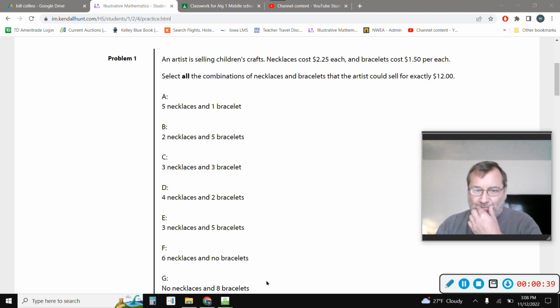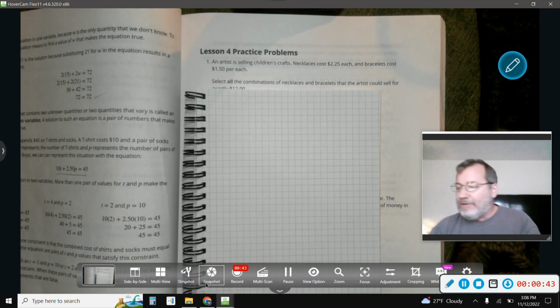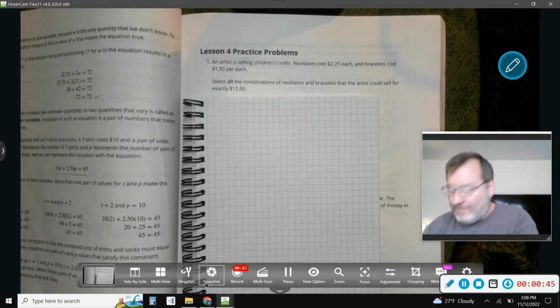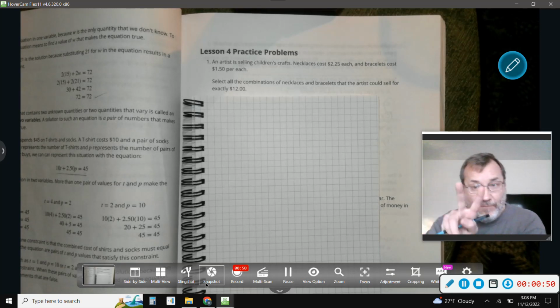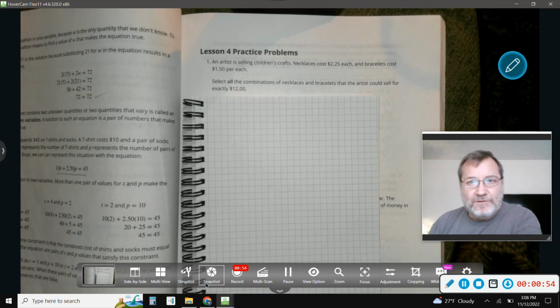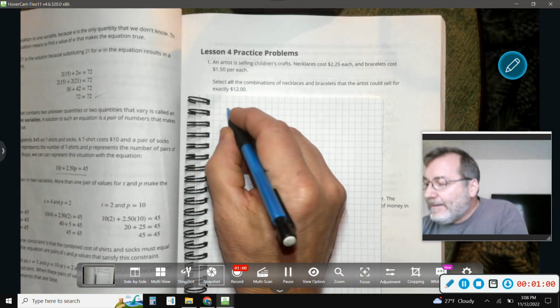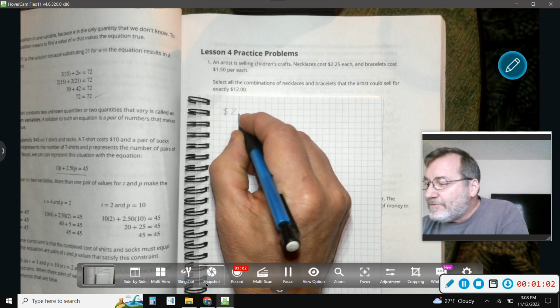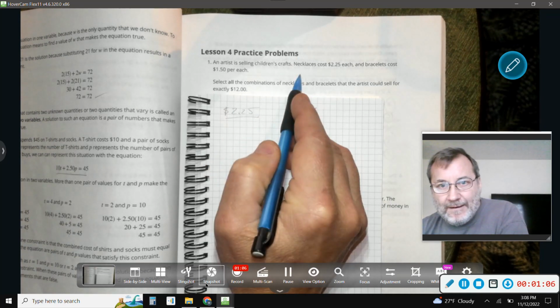All right, so let's look at this real quick. How are we going to actually do this? Well, we're given some information here, and we can make a two-variable equation for this. So what's the information given? They're saying that necklaces cost $2.25 apiece. So we're going to start out with $2.25 per necklace.